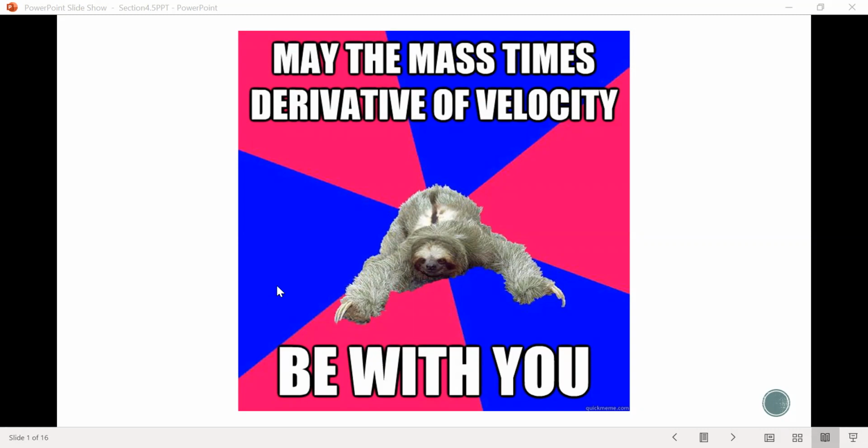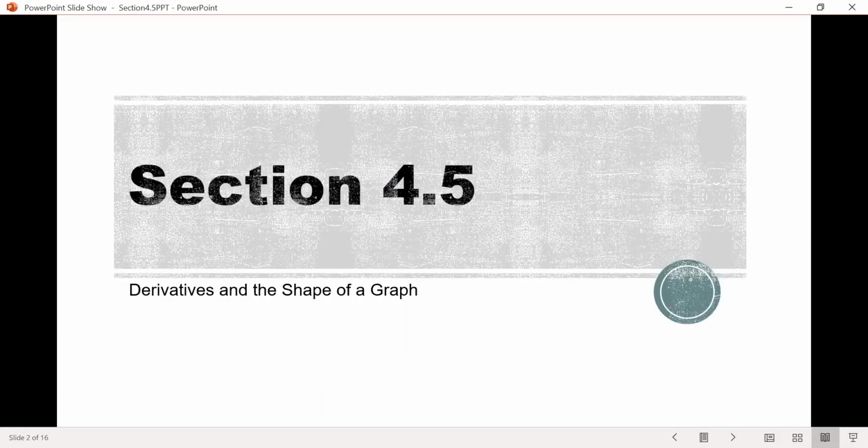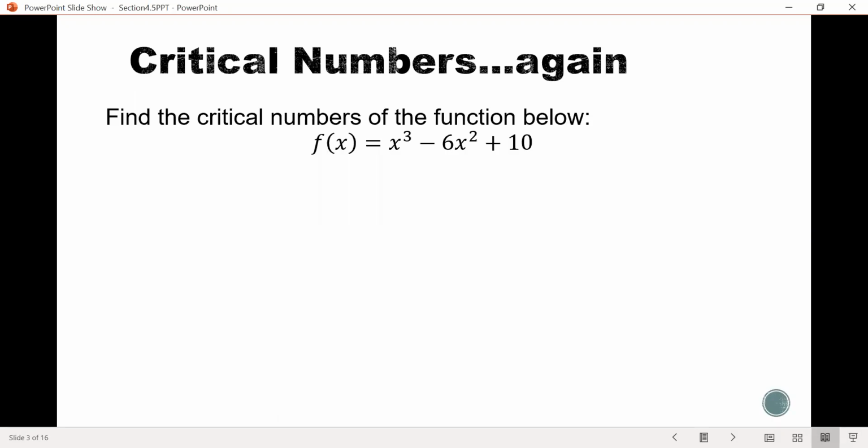Okay, so section 4.5, we're going to look at derivatives and how they affect the shape of the graph of a function. So I'm going to start out by revisiting critical numbers. So we have this function f of x equals x cubed minus 6x squared plus 10. We need to find the critical numbers.